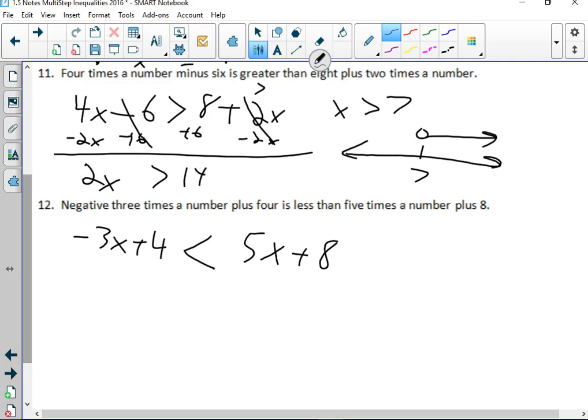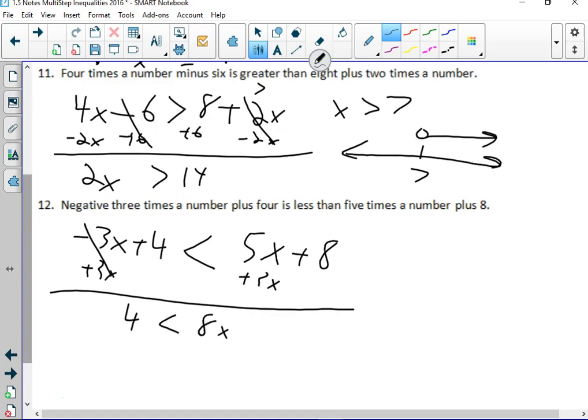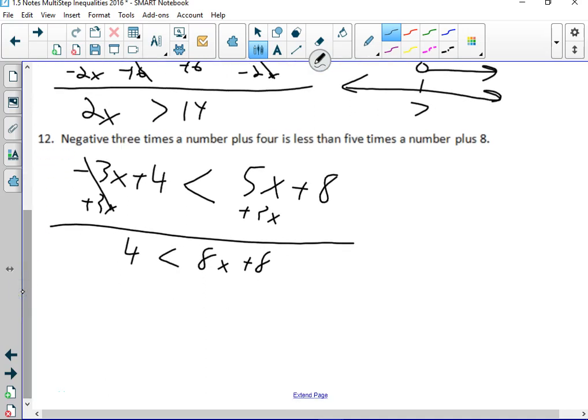Now, I want to keep my x's positive, so I'm not going to move the 5x to the left. I'm going to add 3x here. Which will give me 4 is less than 8x plus 8. Since I moved my letters to the right, I want to subtract and move my numbers to the left. That gives me negative 4 is less than 8x.